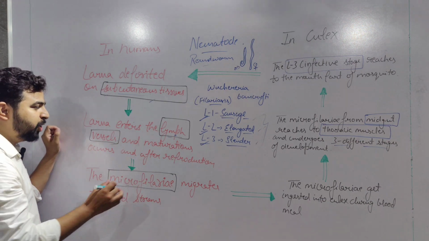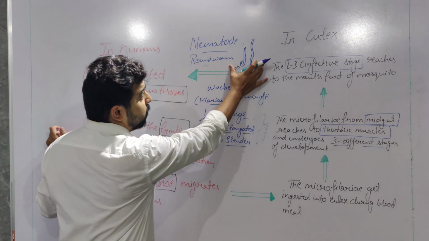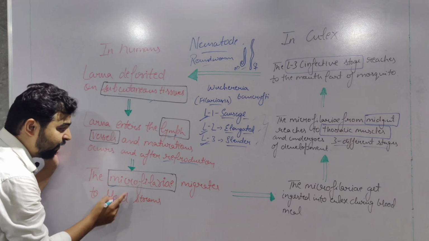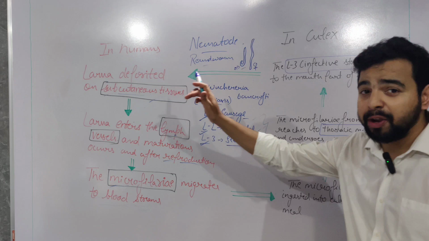Now here when they mature, they undergo reproduction. They reproduce by sexual reproduction because we can see the sexual dimorphism. Now they form microfilaria. These microfilaria are present in the bloodstream of a human.